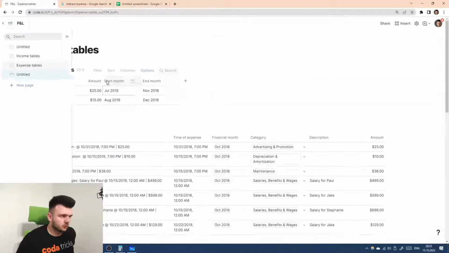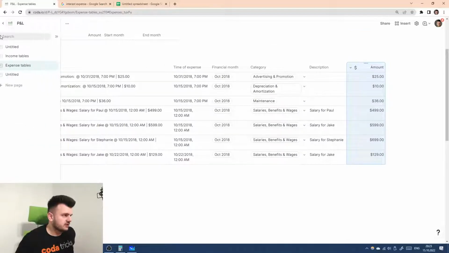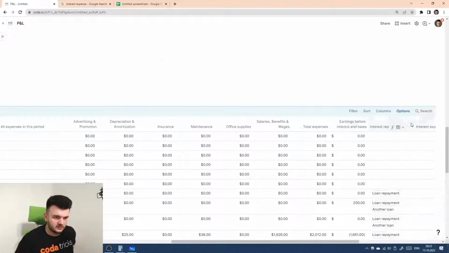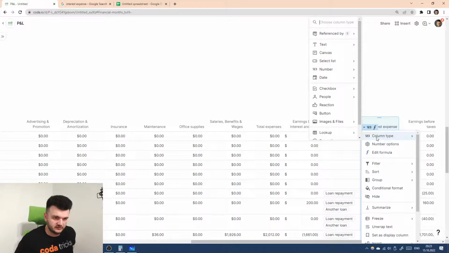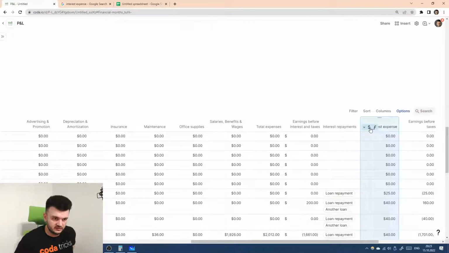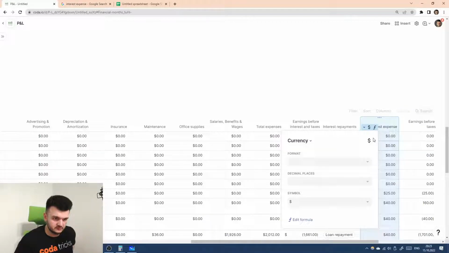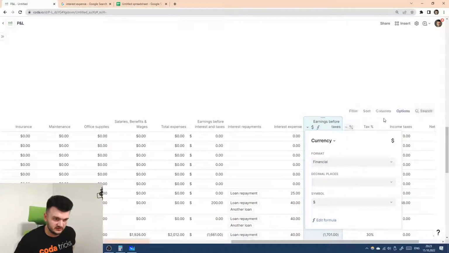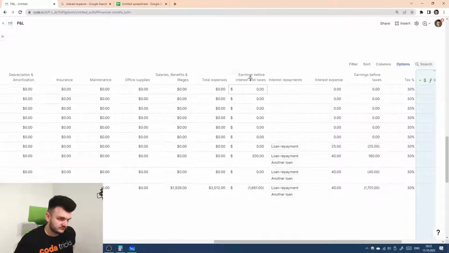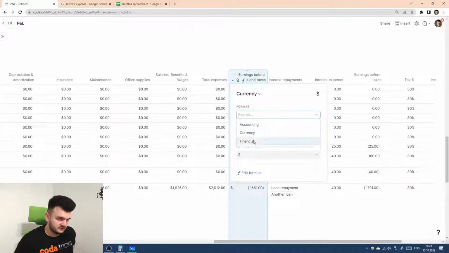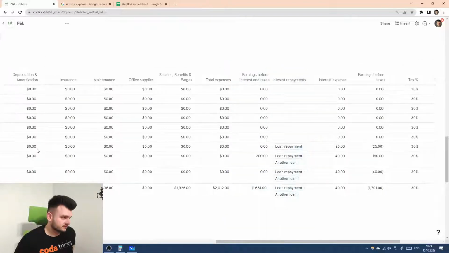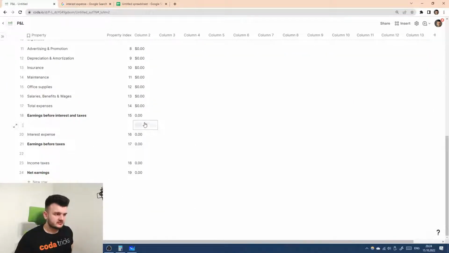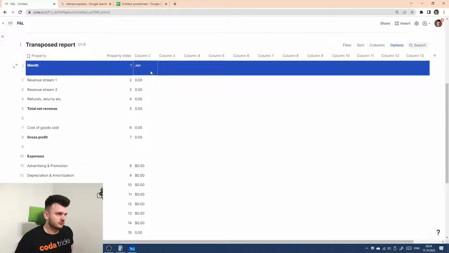But I think we just need to be very specific, maybe we did something wrong with our base table. So interest expense, oh yeah, this should be the currency, set to financial. This is financial. This is financial, yeah. And that's how we will have it. More or less the same. We didn't do this financial probably.